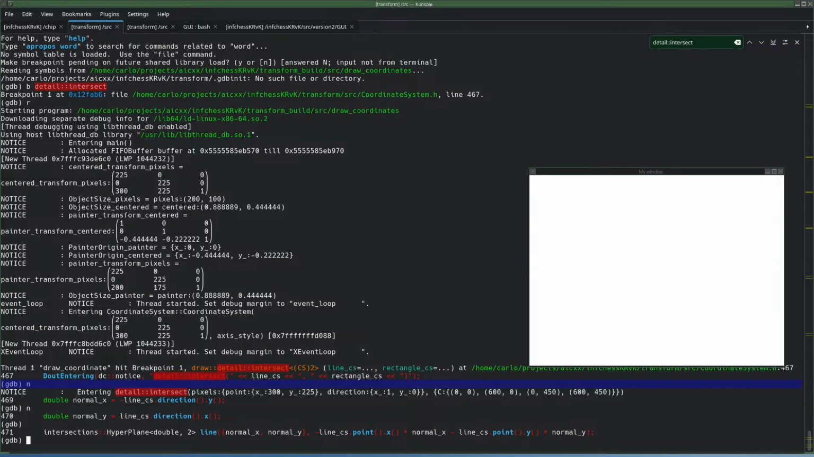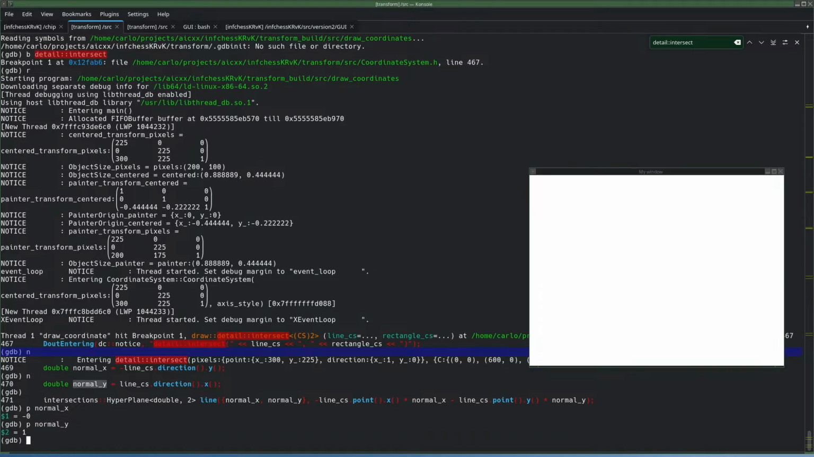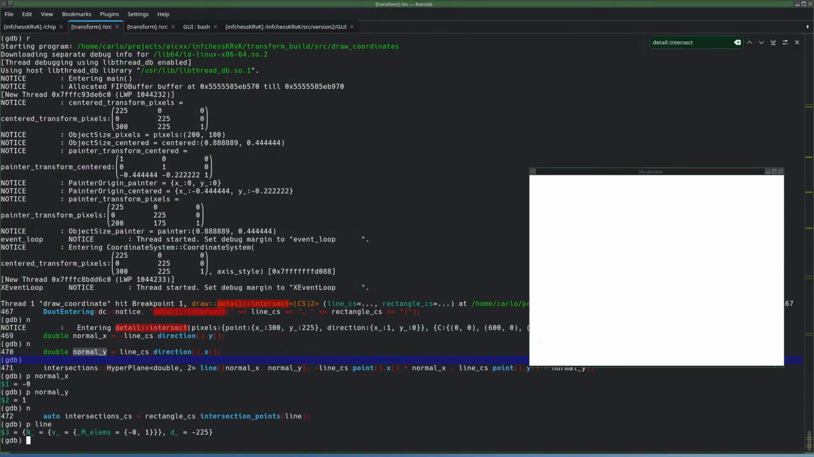So the X axis is simply pointing to the right, and the normal should be clockwise. Therefore, that should be 0, and this should be +1. And then we create a line. The normal is now (0, 1).